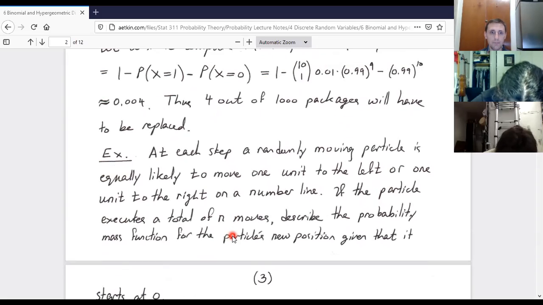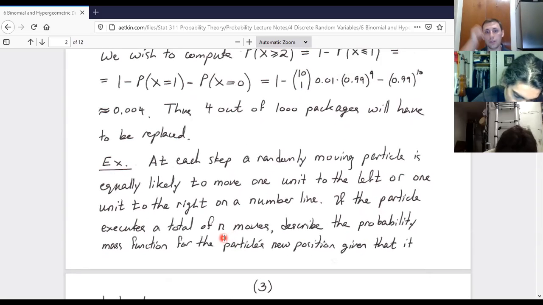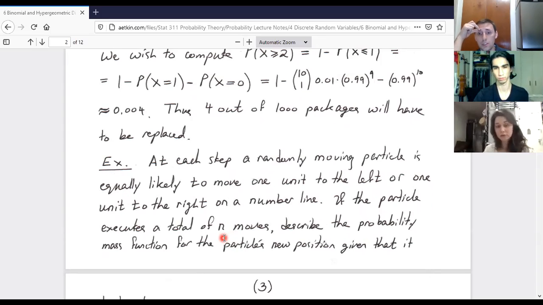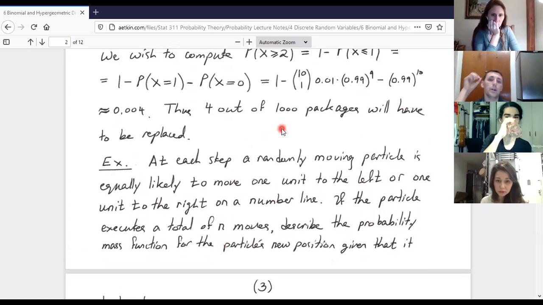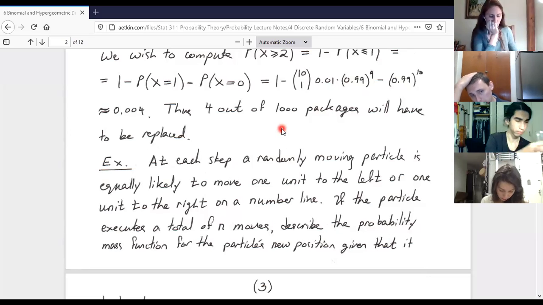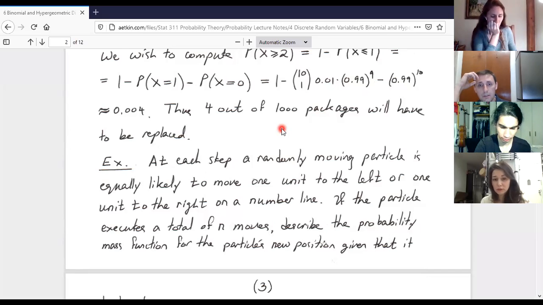All right, are we ready for the next one? At each step, a randomly moving particle is equally likely to move 1 unit to the left or 1 unit to the right on a number line. If the particle executes a total of n moves, describe the probability mass function for the particle's new position given that it starts at 0. You understand? So it can move left or right. It started at 0. I want you to describe the mass function of where it's located. Make sense? It moves left or right randomly starting at 0. Where can it be located after n moves?